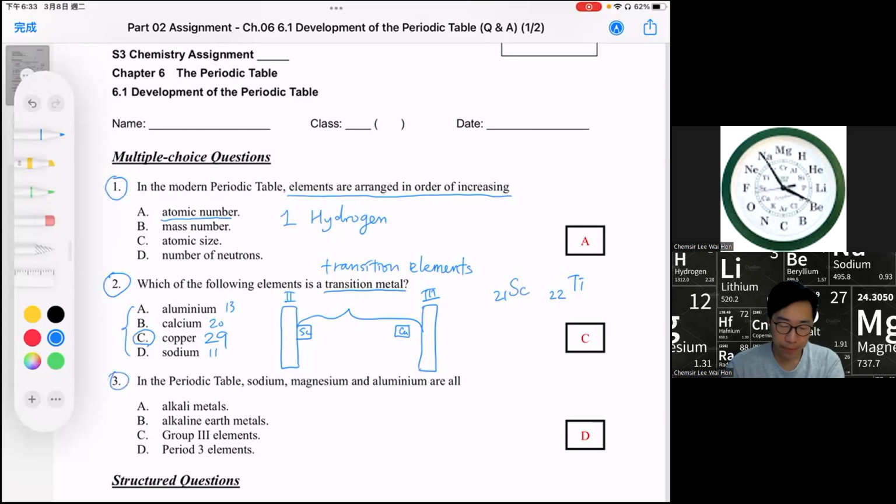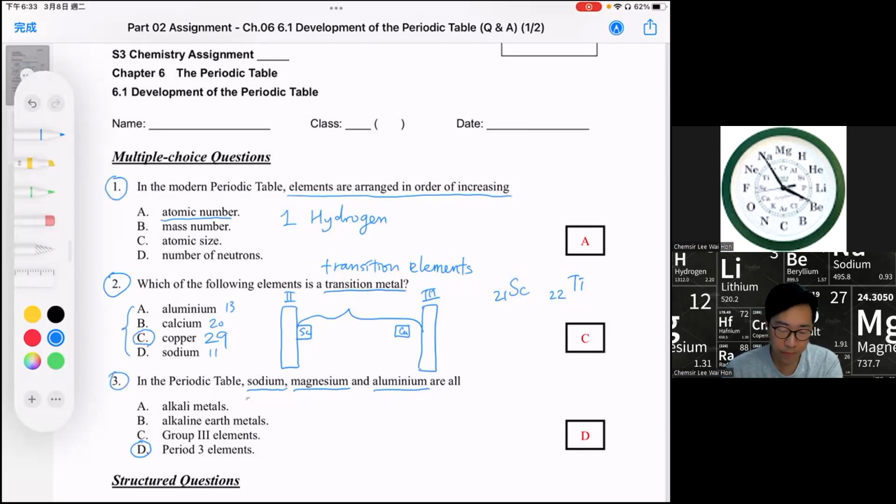Question number 3. Sodium, magnesium, and aluminium. What do they have in common? They are in common in the way that they are all period 3 elements. How can we know that? Of course, every time we should think about their atoms. How would the electronic arrangement be for the atom of each element?